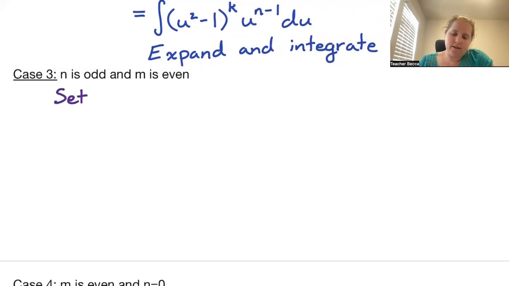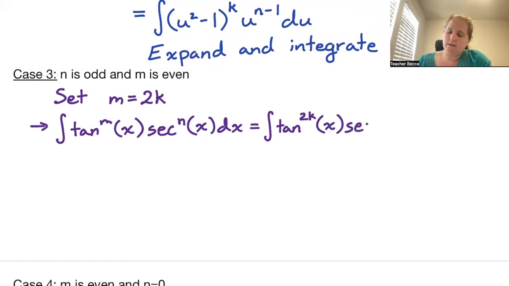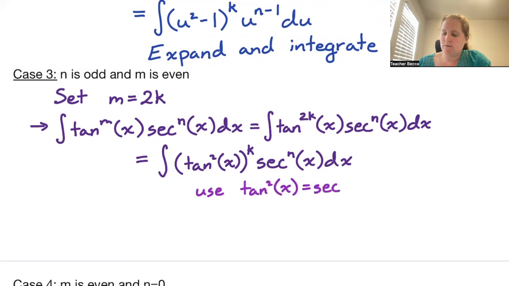M even, we will set m equal to 2k. Right? So we have the integral of tangent to the m of x, secant to the n of x dx, is equal to the integral of tangent to the 2k of x, secant to the n of x dx. We will rewrite that tangent to the 2k of x as tangent squared of x, the entire tangent squared then raised to the k, times secant to the n of x dx. At this point, we will then use the fact that tan squared of x is equal to secant squared of x minus 1.